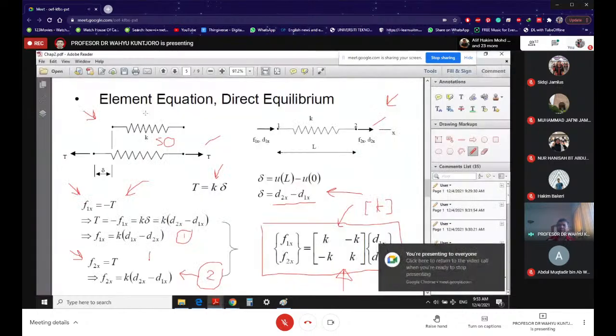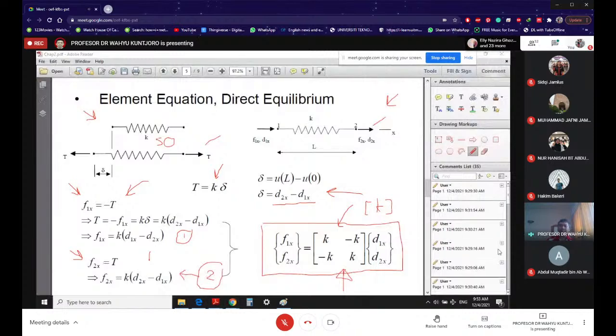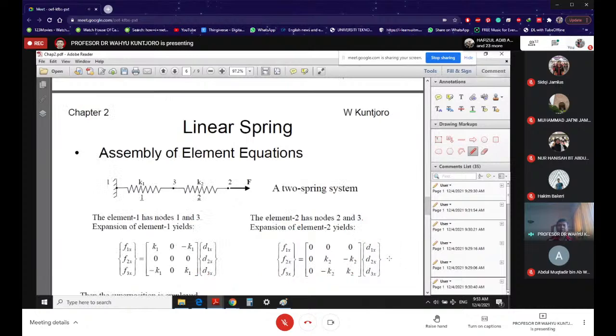So now you understand that the element equation F equal to KD is actually given in this equation. So meaning that for every spring element, that is going to be your equation. So now let's say I have this structure consisting of 2 springs. What you see here is basically your finite element model.